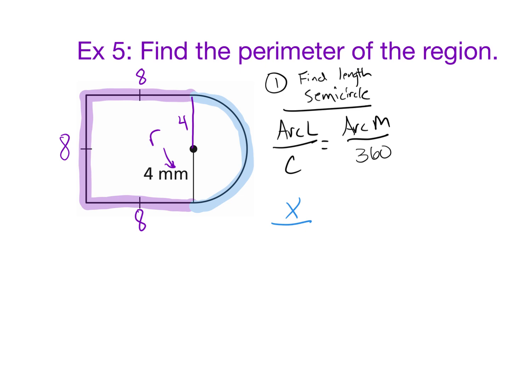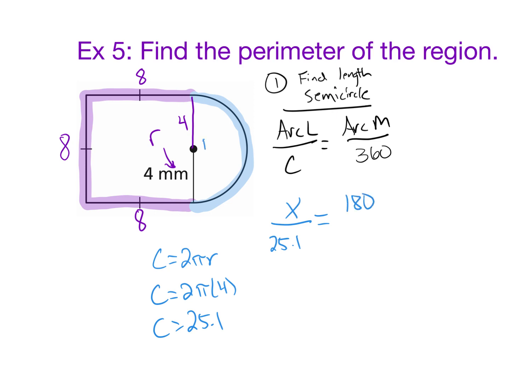Circumference, how can I find that? So circumference is c equals 2 pi r. We already said my r was 4. So it's 2 pi times 4. So the circumference is 25.1. All right, now I need to find the arc measure. What do y'all think the arc measure is going to be on this semicircle? Yeah, 180. Because it's 180 degrees for half the circle, right? So the arc measure is going to be 180 and then over 360.